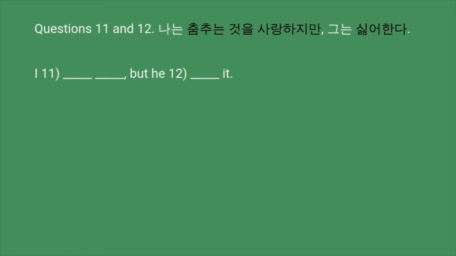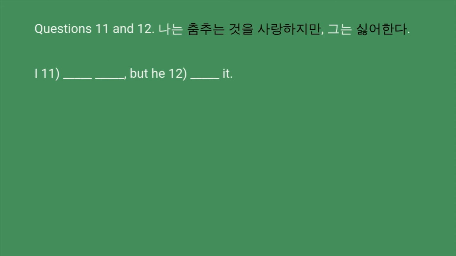Okay, so let's look at questions 11 and 12. So here we've got the English sentence, "I something something, but he something it." So we've got 3 missing words. Looking at the Korean sentence, we've got 나는 춤추는 것을 사랑하지만 그는 싫어한다. So we can see the missing words from number 11 have the same meaning as 춤추는 것을 사랑하지만, and number 12 has the same meaning as 싫어한다.